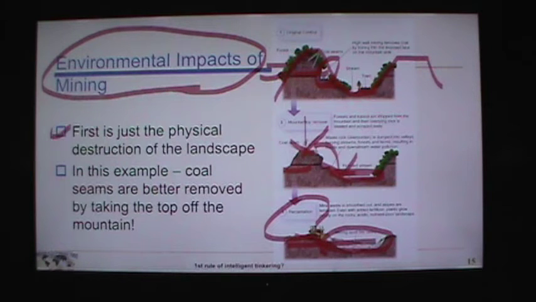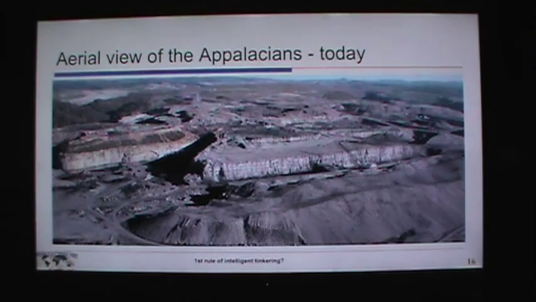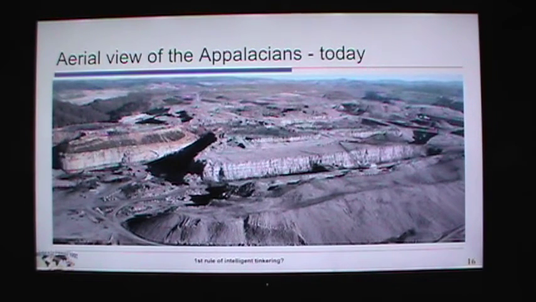First, physical destruction of the landscape. Coal seams are better removed by taking the top off the mountain, if you're looking for efficiency. Yeah, you get more that way. A lot of waste. If you look at this, it looks like the moon. I mean, seriously. Aerial view of the Appalachians. This is a current view.